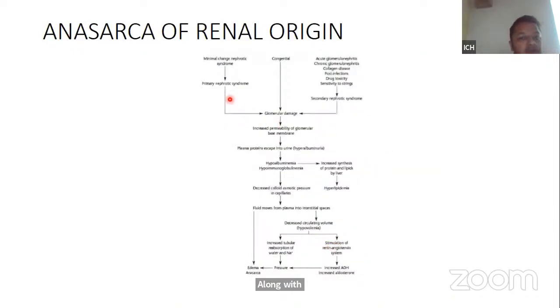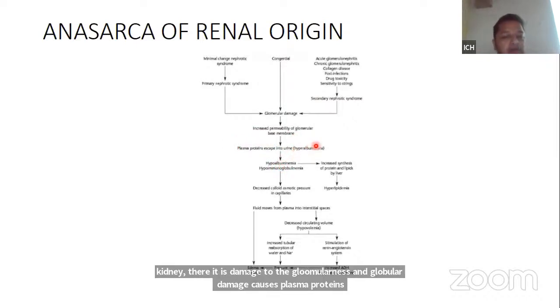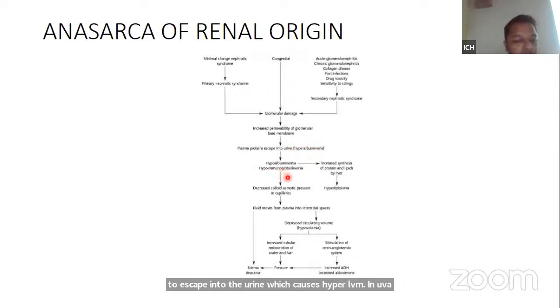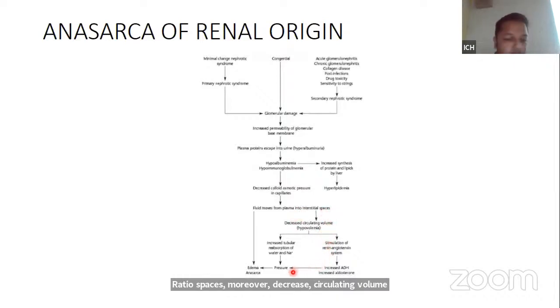Now, while we talk about anasarca of renal origin, what is the pathogenesis? Basically, what happens in cases of nephrotic syndrome or any pathology related to the kidney is that there is damage to the glomerulus, and glomerular damage causes plasma proteins to escape into the urine, which causes hypoalbuminemia. Now this is called decreased plasma oncotic pressure, and it will cause the fluid to move out into interstitial spaces. Moreover, decreased circulating volume will again stimulate the RAS pathway, which will again cause sodium and water retention, and that will lead to anasarca.